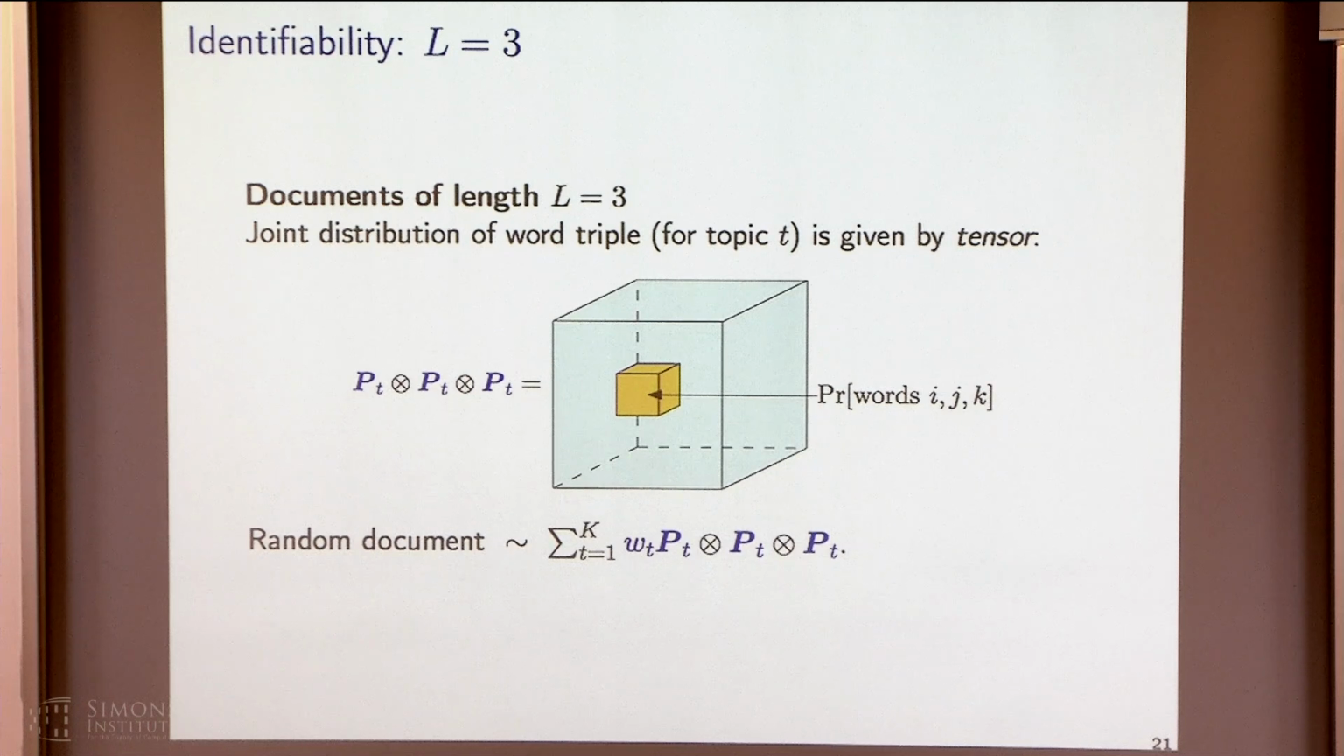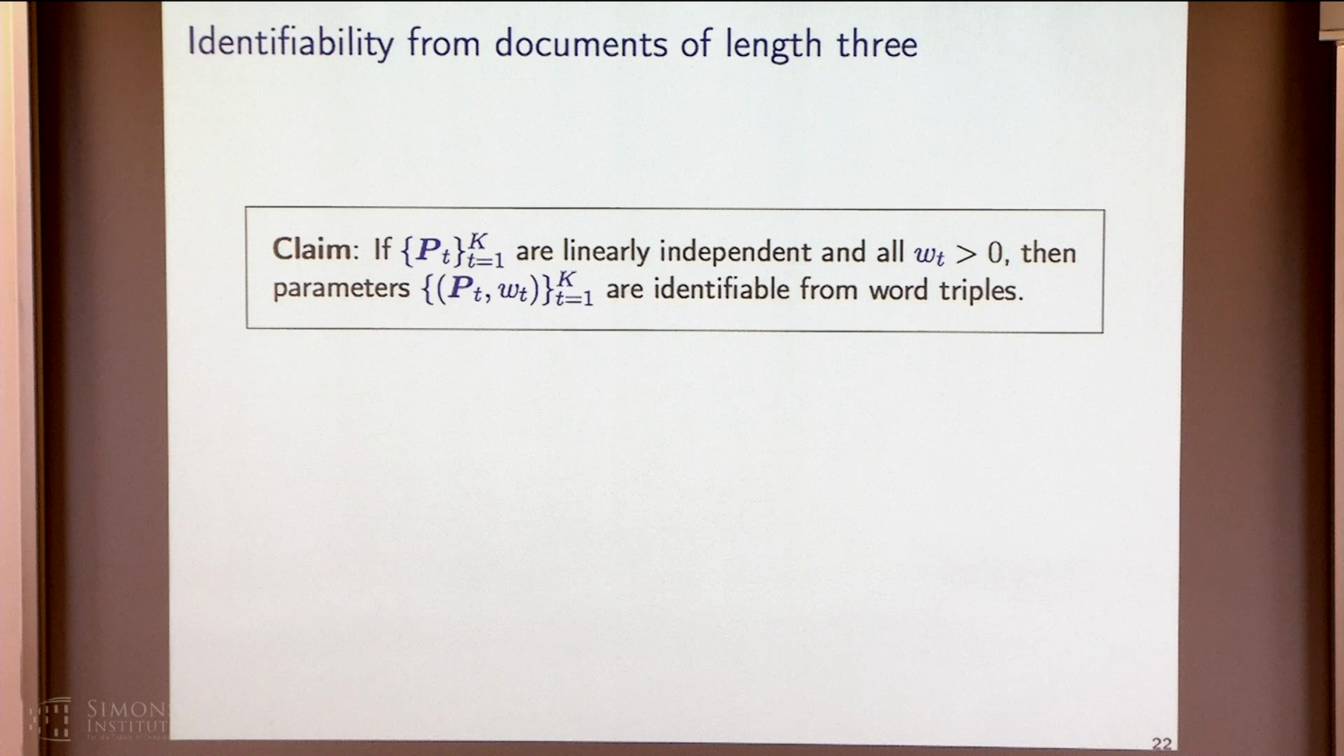For one of the topics, the distribution turns out to be a rank 1 tensor, and a random document will be drawn from a mixture of these rank 1 probability tensors. The claim is that in this case, yes, you can identify the parameters as long as the parameter vectors are linearly independent, and of course the weights should be positive. Also, with the parameter counting heuristic, where you count the number of parameters and the number of equations, it's kind of clear that you should be able to solve for the parameters.